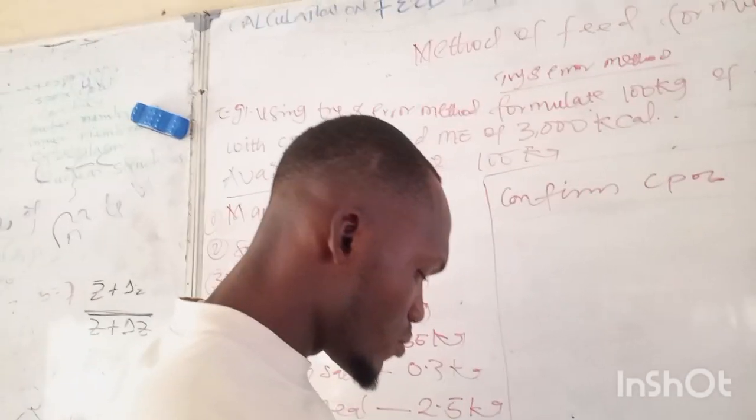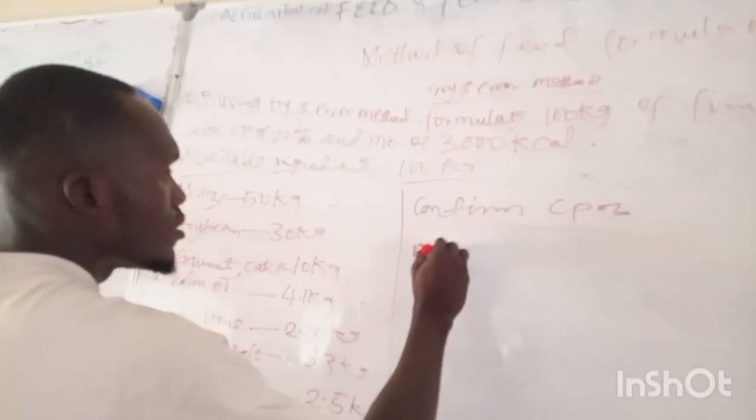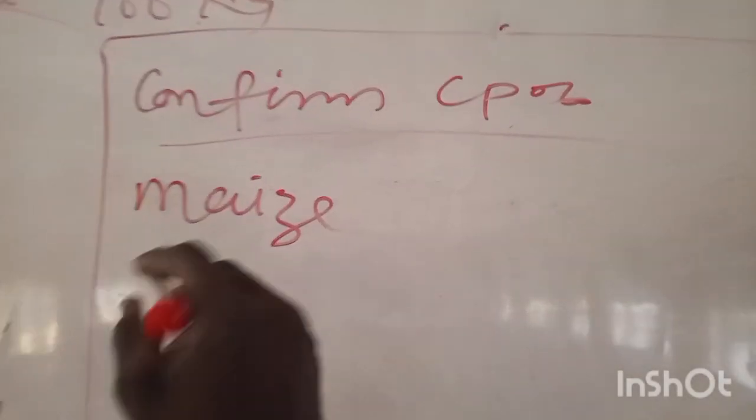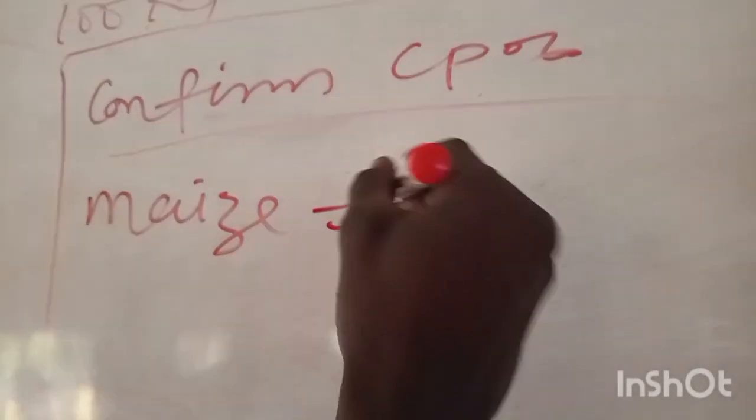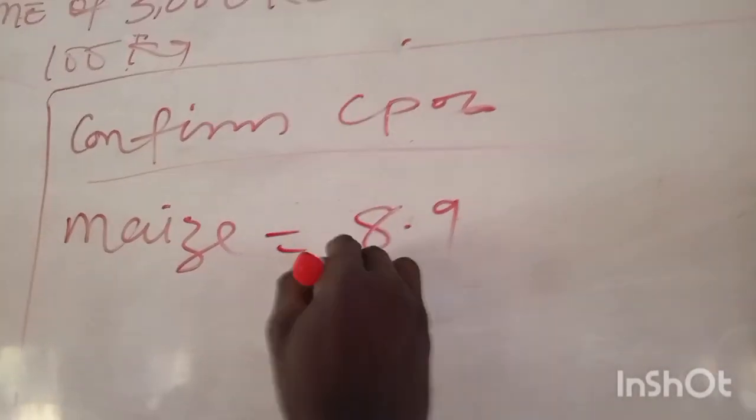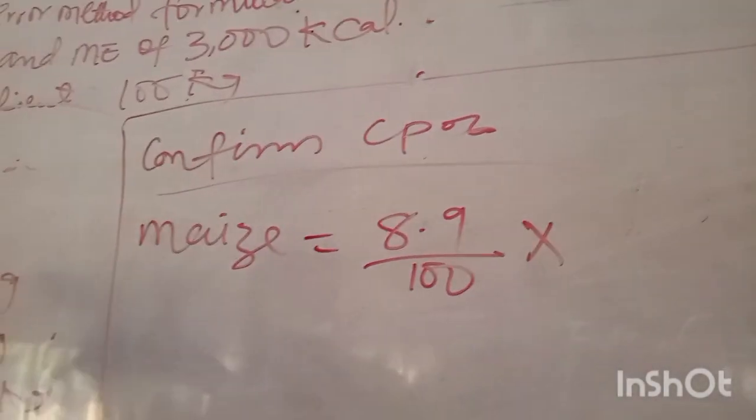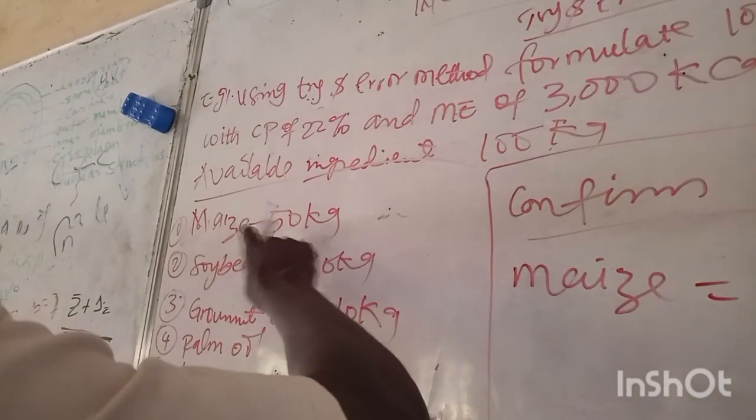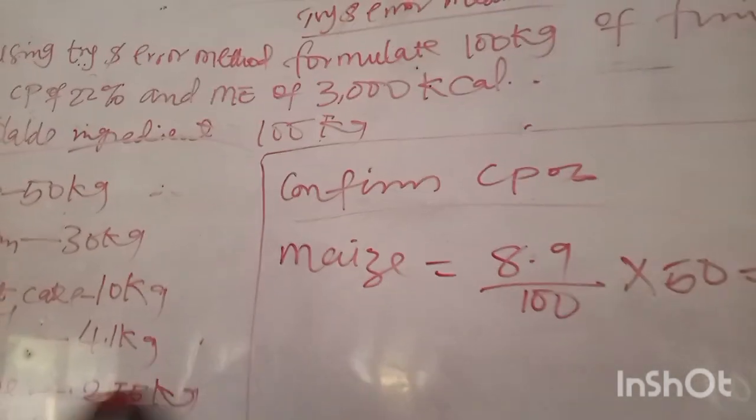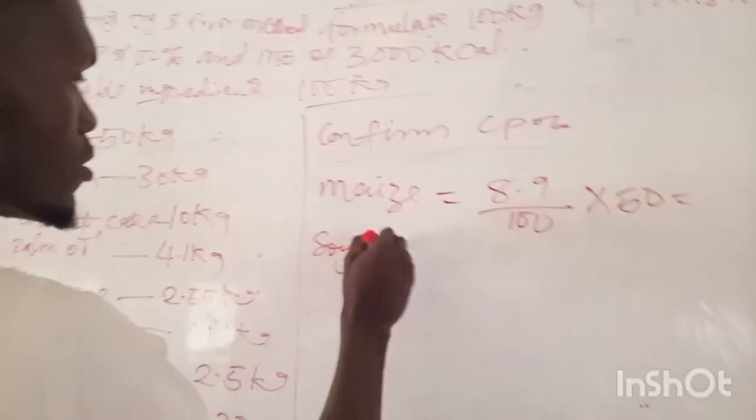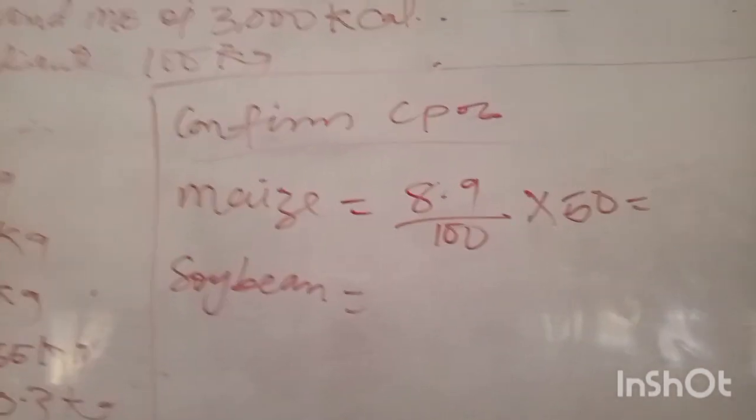Okay, good. So now the first thing here, we have maize. What is the CP percent of maize? I think maize here is going to be 8.9. Thank you. 8.9. So, 8.9 divided by 100, of the kg, times the value of the maize in the feed, which is 50. Good. Now, we'll go for soybean. So what is the value for soybean? You'll be checking your own also. Soybean.